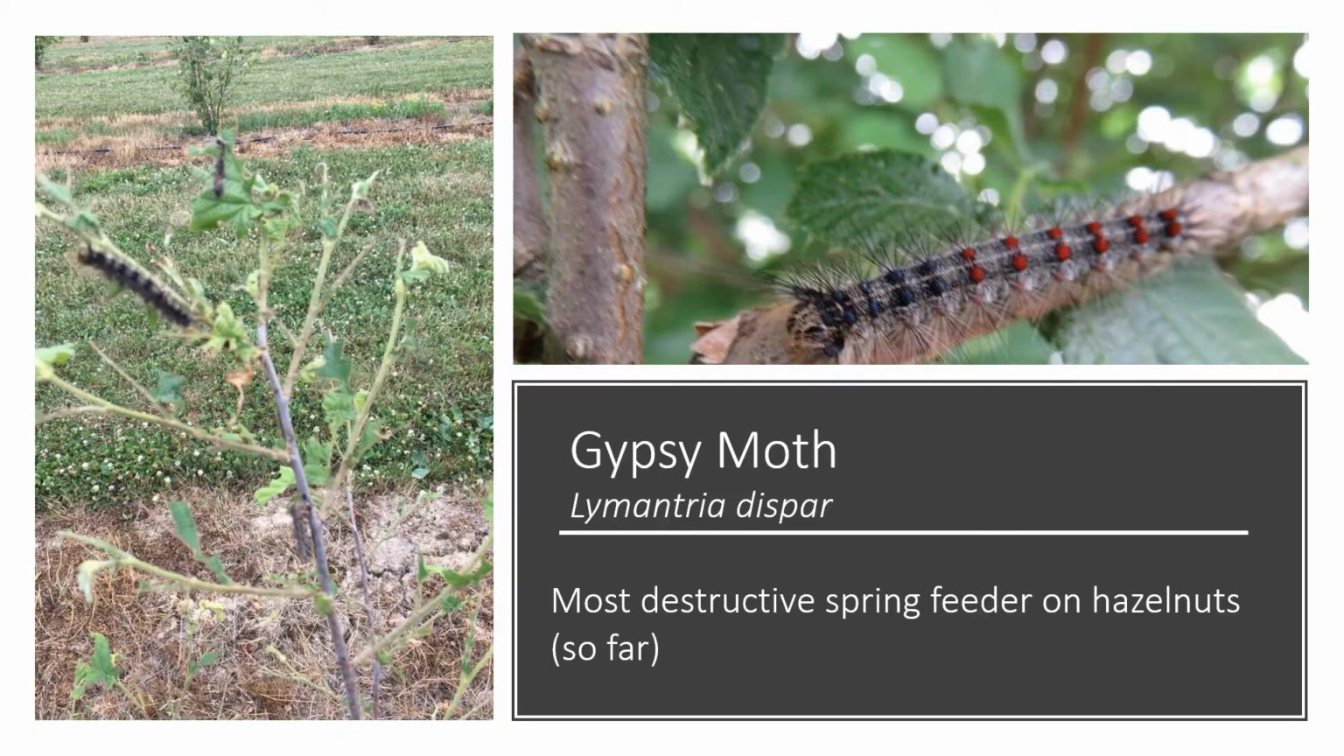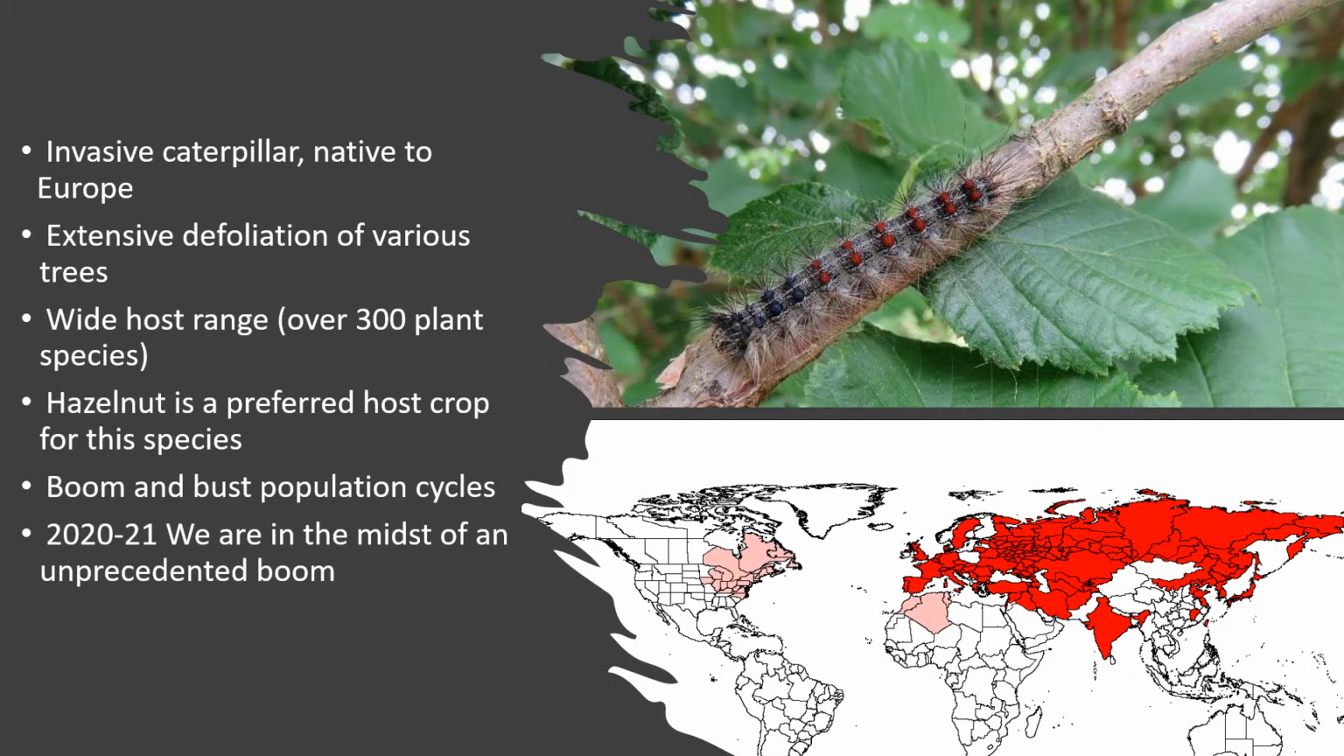The gypsy moth is actually an invasive caterpillar in North America. It's native to Europe. It was introduced to North America in the late 1800s and has since spread throughout the eastern United States, Ontario, Quebec, and parts of the Maritimes. And it has an extremely wide host range of over 300 plant species that it will feed on, deciduous plants, largely in forests. However, it will feed on some orchard crops, and unfortunately, hazelnut is a preferred host crop for this species, so it can do quite a bit of damage in hazelnuts in particular.